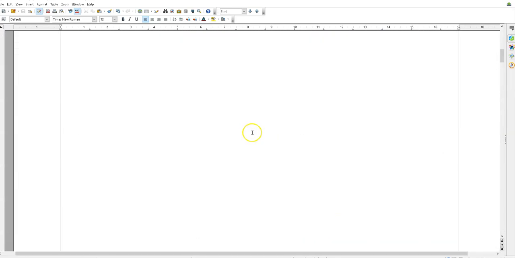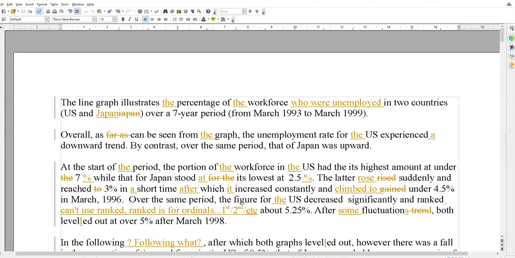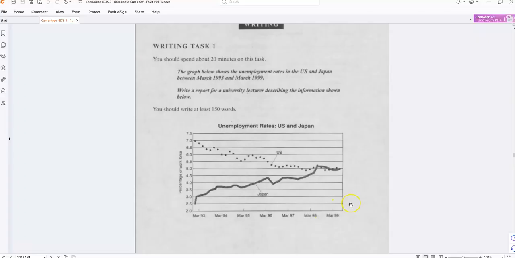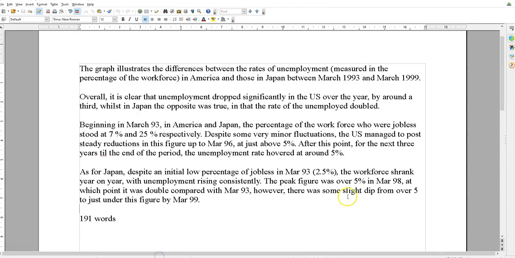Okay, so some are better than others, as you can see. I just put mine up. Well, I just put the task up. Okay, and I'll put mine up there. So there you go, 191 words.